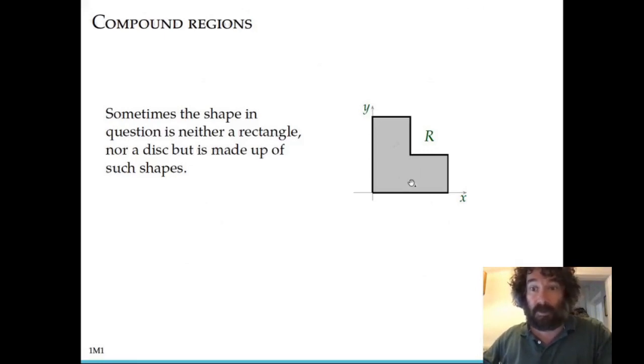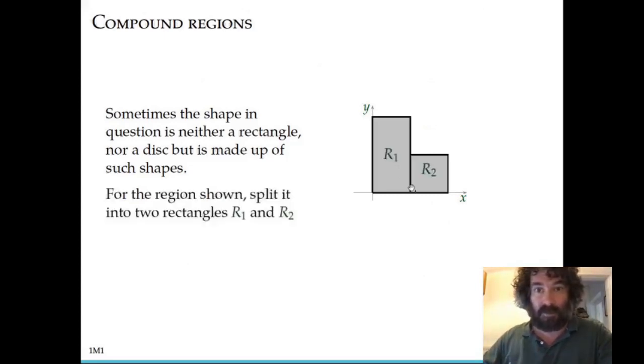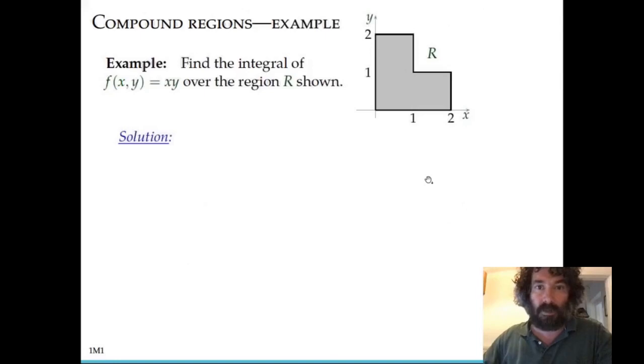But when we want to do the double integral over this region, we have to split it up into some union of rectangles. So for example, we could do it like this. We can split up this region into rectangle R1 and rectangle R2. And then the double integral over the entire compound region is simply the sum of the double integrals over each of the subregions. So I'll do an example of this.